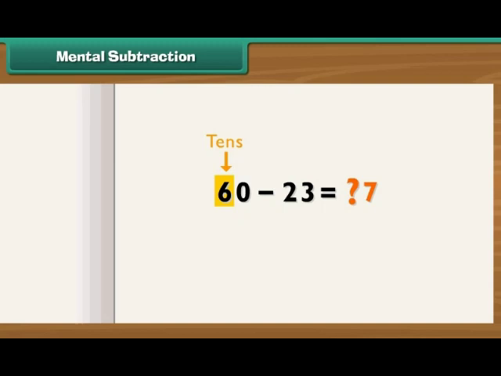Tens place of the sum is 6. We already have 2 as the tens place of one of the numbers. 1 is to be added as carryover. What should be added to 3 to get the sum 6? The answer is 3. The tens place of the number is 3. The subtraction 60 minus 23 has the answer 37.